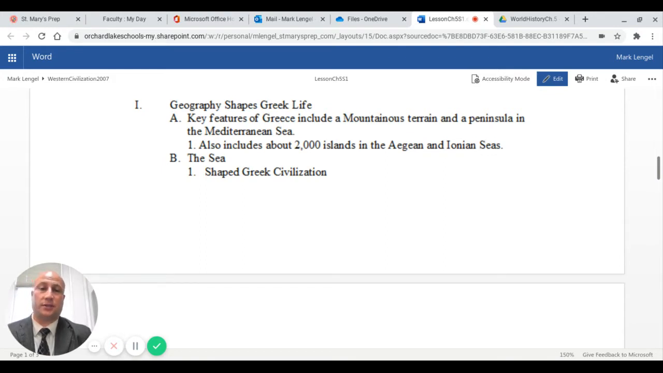Especially this section gives us a little bit of background with Greece, why they were focused on being city-states, why they were separated based on geographic boundaries. To begin, let's talk about the geography of ancient Greece. Some of the key features of Greece include a very mountainous terrain, rough peninsulas into the Mediterranean Sea, and also about 2,000 islands that jut out into the Aegean and Ionian Seas. One of the important things about Greece is understanding that sea life, seafaring, and sea trade really shaped Greek civilization.